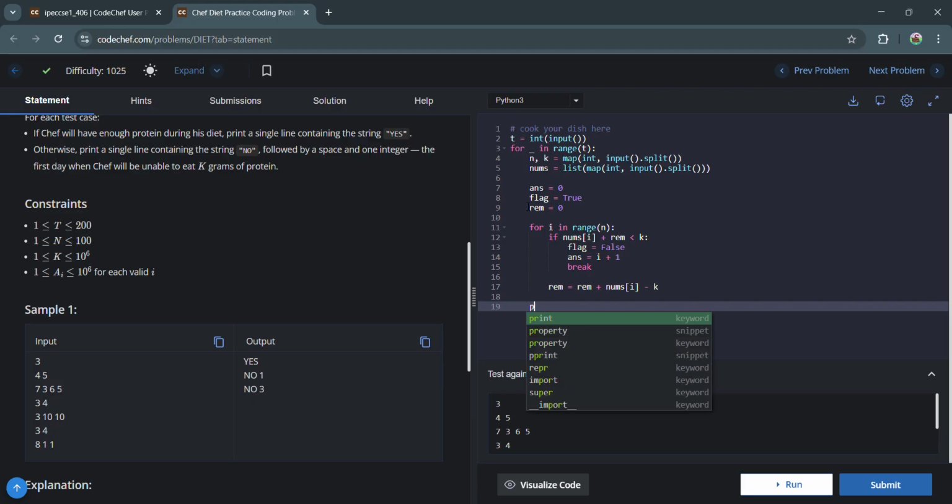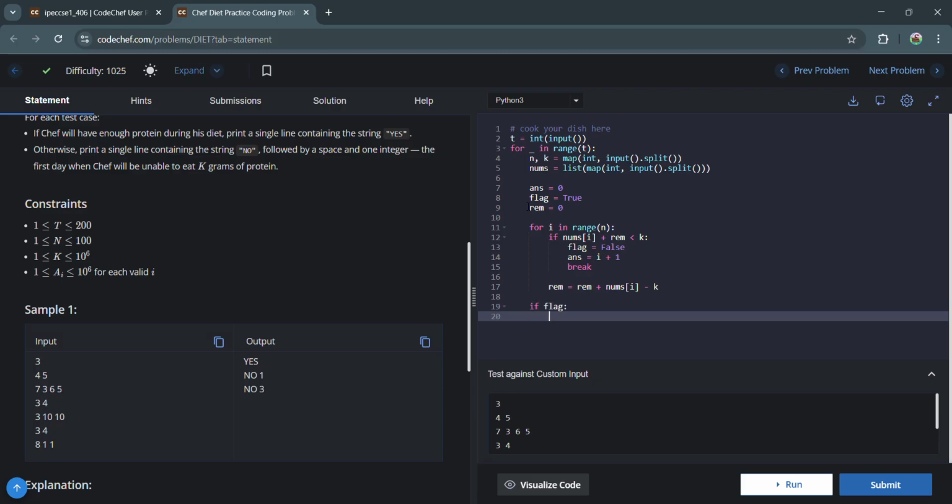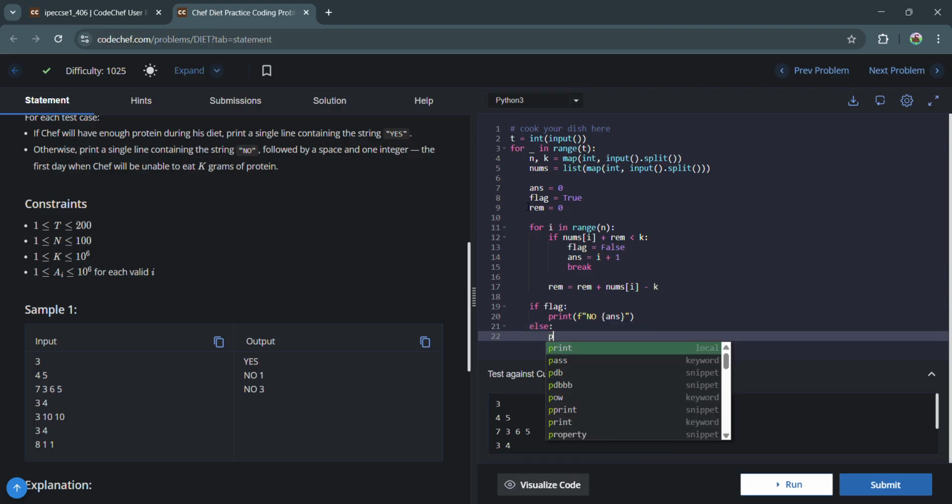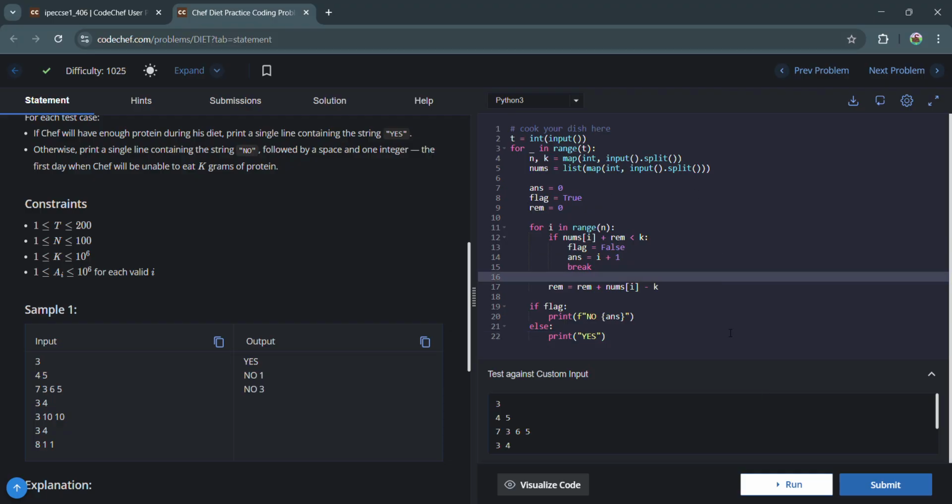And we can print accordingly. If flag is false, that corresponds to the condition that the Chef was unable to complete his diet, so we have to print no and on which day, and if he completes his diet, then we have to print yes.